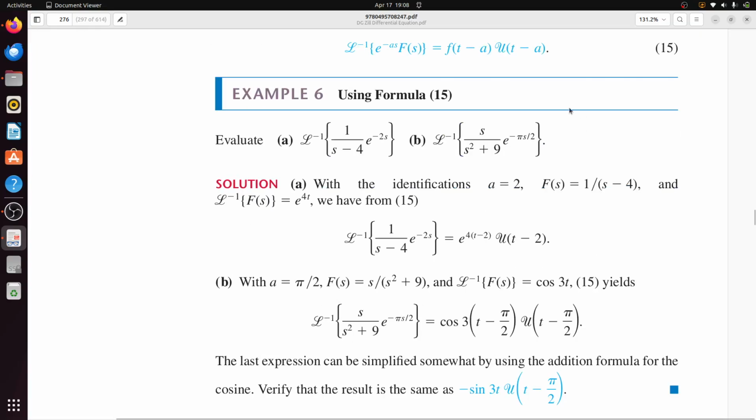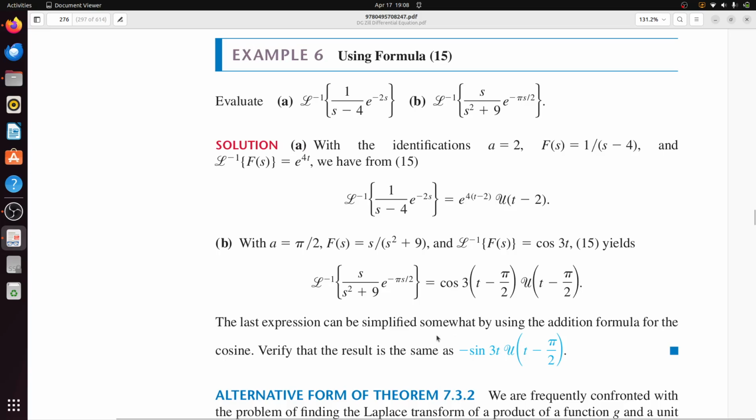Similarly, for s by s square plus 9 into e to the power minus pi s by 2, the inverse Laplace transform will be cos 3 into t minus pi by 2 into u(t minus pi by 2). So this can be just cosine of this, and you can write it as minus sine 3t.